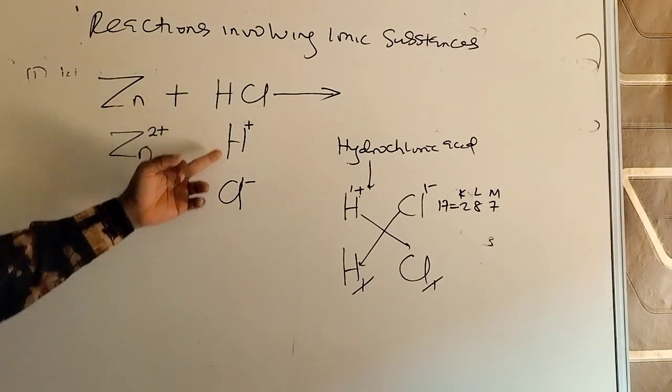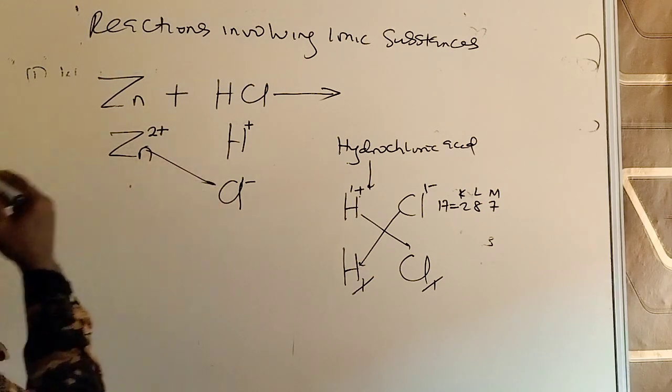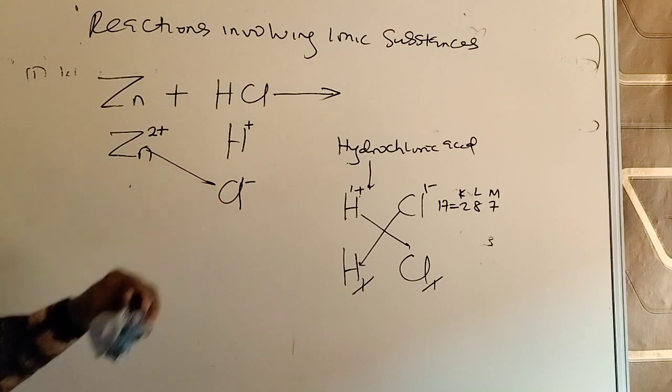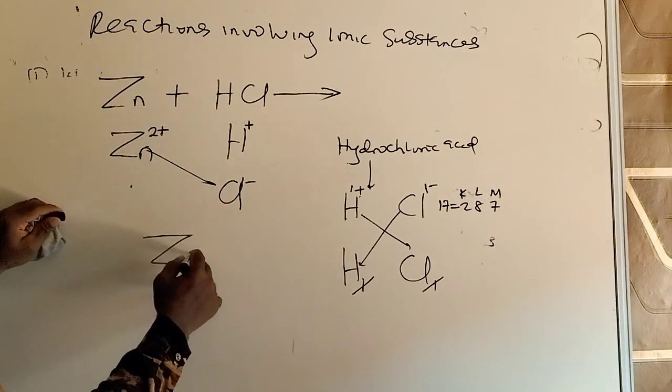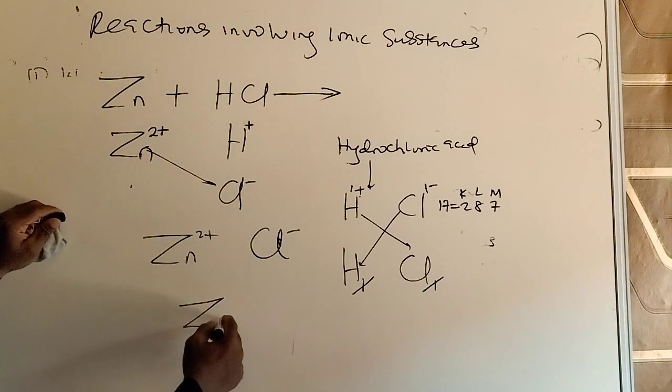But these are two components. What do you do? You combine unlike charges. When you combine to form a compound, remember that the valency should be exchanged as well.